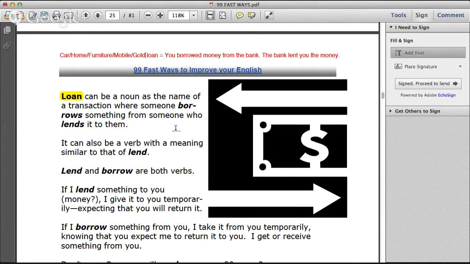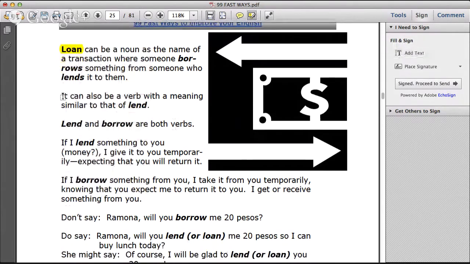So that's where you borrow money from the bank, and the bank lent you the money. So there are two ways of explaining what a loan would be. All right, so let's take a look here at the next part.